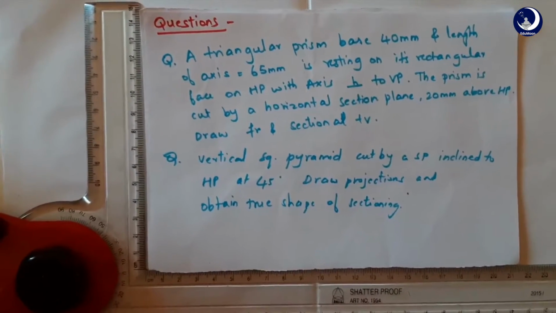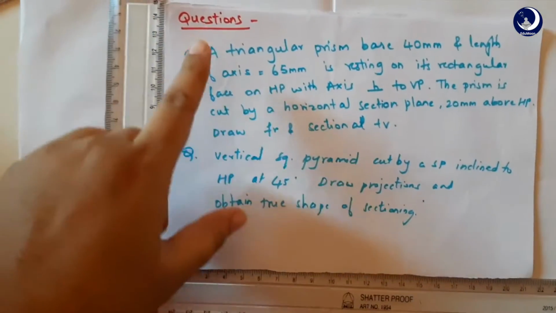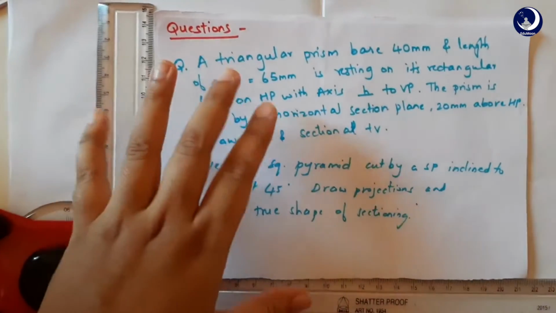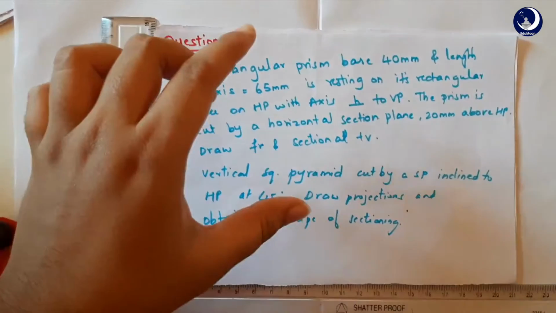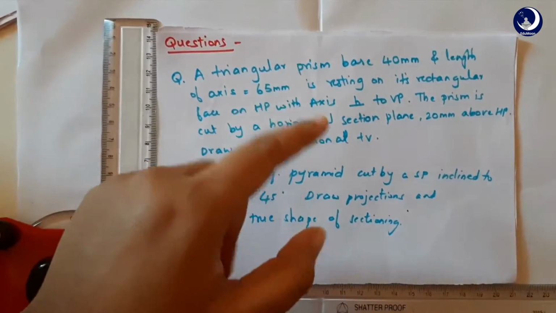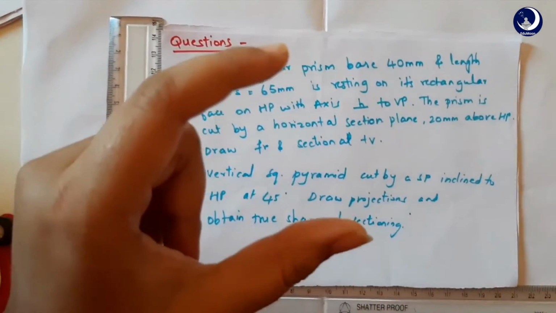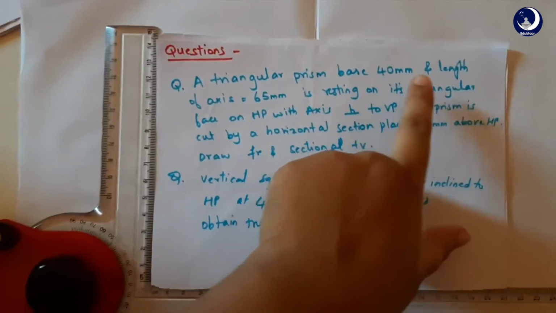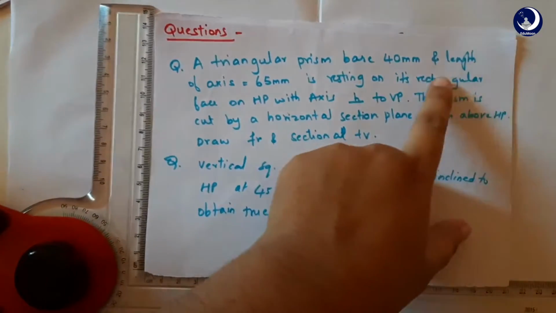So before drawing the projections, it is very important to understand the position of the solid in the given question, for any question actually. So let us understand the triangular prism. First we need to imagine a triangular prism. Prism means it will have rectangular faces. So a triangular prism will have 3 rectangular faces and triangular bases. The side is 40 mm and the length of the axis is 65 mm. It is resting on its rectangular face.